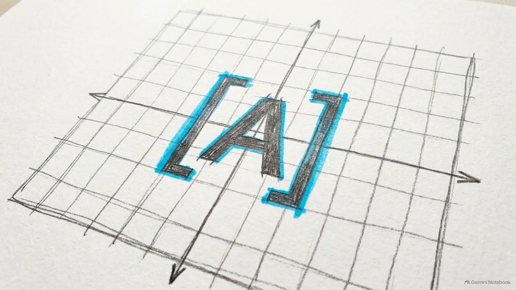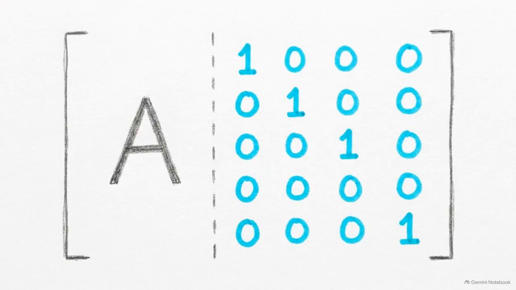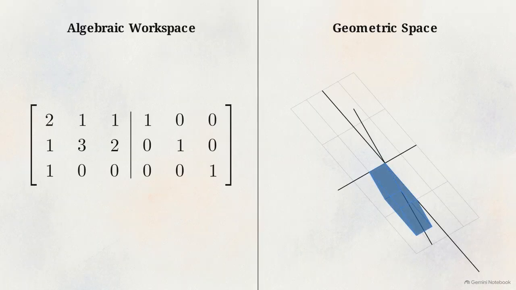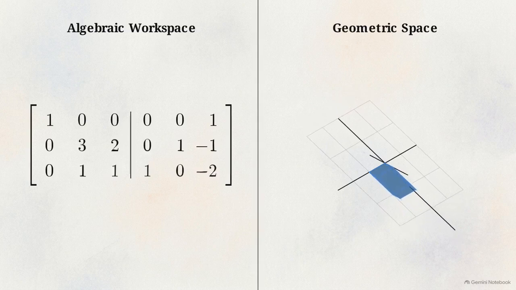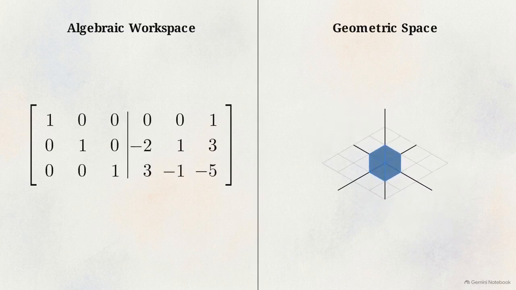To determine if our matrix A has an inverse, we augment it with the identity matrix I_n and begin the row reduction protocol. On the left side of this split screen, the algebraic operations manipulate the rows. On the right, we track the geometric reversibility of the transformation. If the left side reduces perfectly to the identity matrix, the system is reversible, and the right side becomes the exact inverse matrix, A inverse.